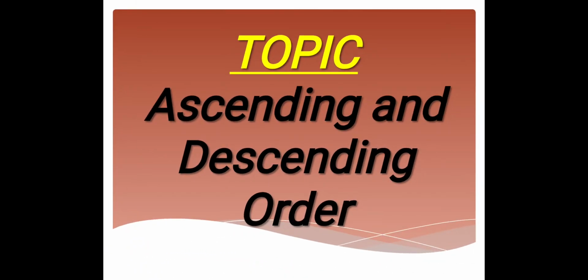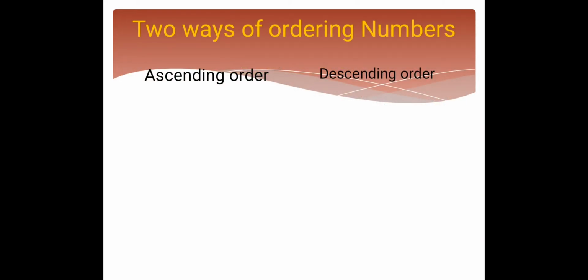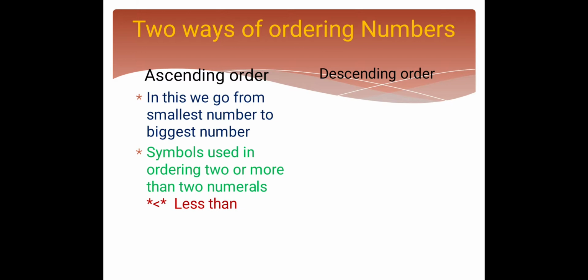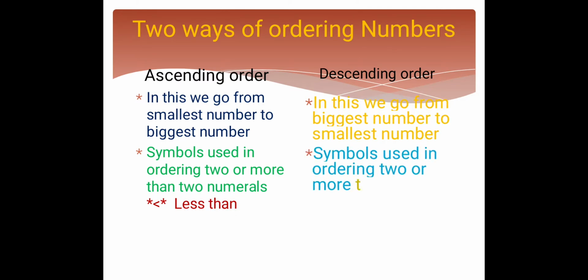Let us now come to our topic, ascending and descending order. So dear children, what is ascending order? In this we go from smallest number to biggest number. Symbols used in ordering two or more than two numerals. This is the symbol for that. Descending order, in this we go from biggest number to the smallest number. Symbol used in the ordering of two or more than two numerals is this. This is the greater than symbol.